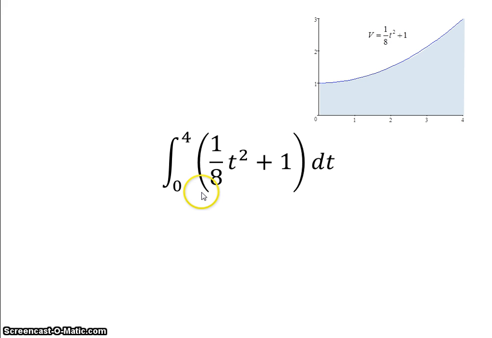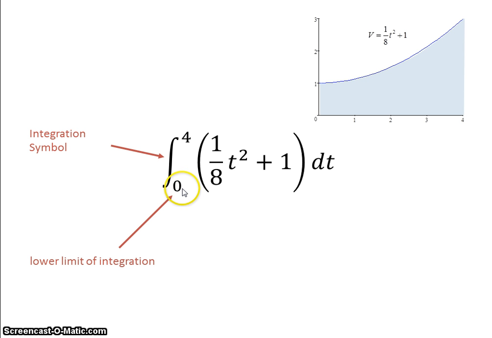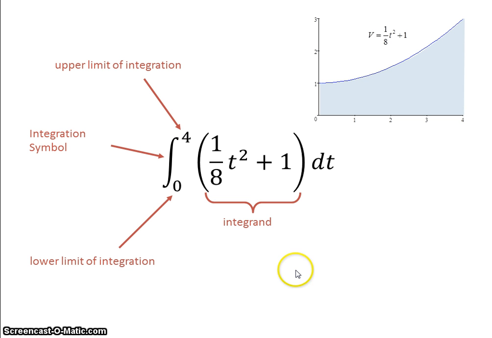Okay, so we're going to integrate. We're going to sum up all those rectangles, as the number of rectangles goes to infinity, of 1/8 t squared plus 1. This symbol here is called the integration symbol. This is the lower limit of integration. We're going to start at 0 and sum all the way to 4, summing up all those little time intervals. This right here is called the integrand. That's the equation of the curve itself.